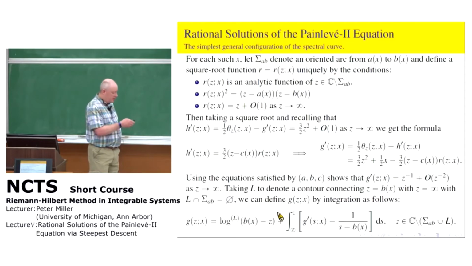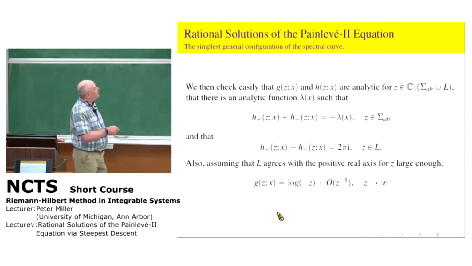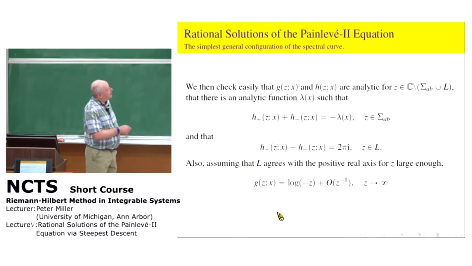So now we know g of z. Then we can easily check that g and h are analytic functions for z in the complement of our sigma AB contour and this line L that goes from B to infinity. The sum of the boundary values of h, that's equal on that branch cut sigma AB to a constant, which we'll call minus lambda of x. It's an analytic function of x in the indicated domain with those three segments omitted.